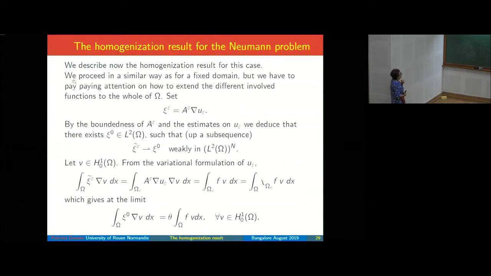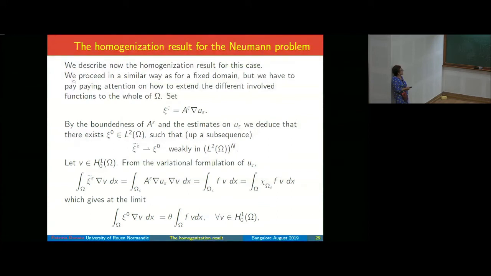Okay, now we want to show the convergence. So as before, as in the computation, we have xi epsilon equal A epsilon gradient u epsilon, whose zero extension, up to a subsequence, is bounded in L2 and converges to some xi0 in L2. Okay, so observe that we extended this one by 0.